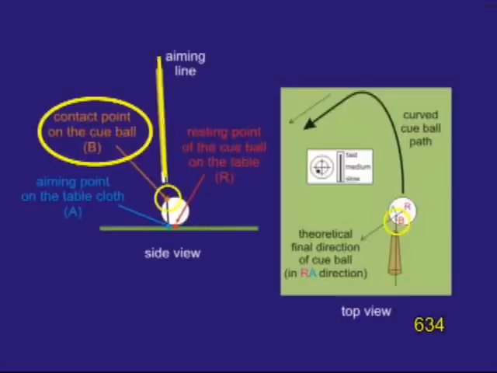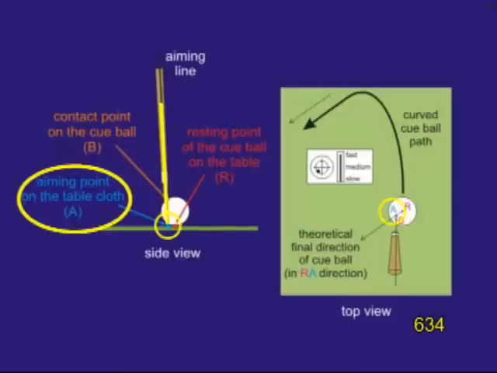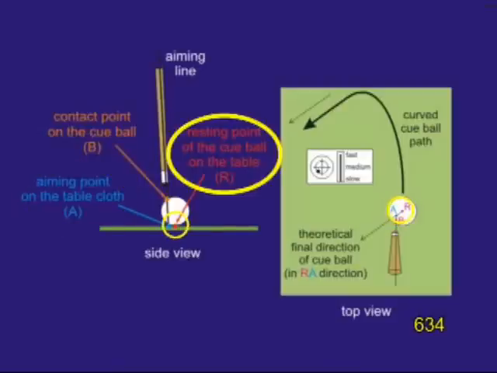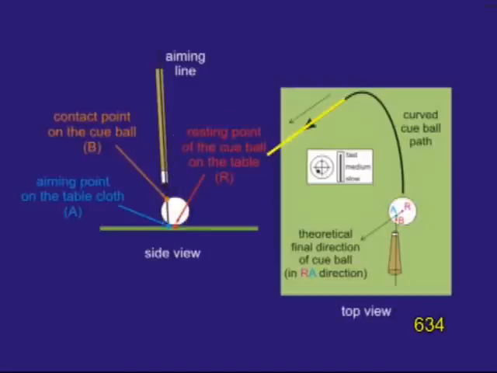The line of action of the cue creates contact point B on the ball. If you imagine this line going all the way into the table, it defines aiming point A on the cloth. We also have to visualize resting point R on the cloth where the ball sits. Coriolis found out that the final direction of the cue ball after curving will be parallel to the line through resting point R and aim point A.